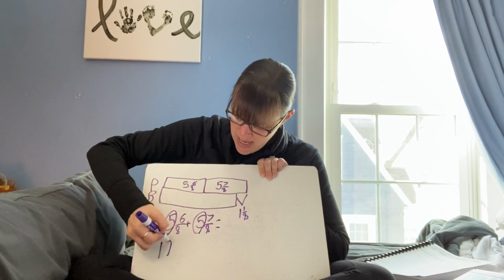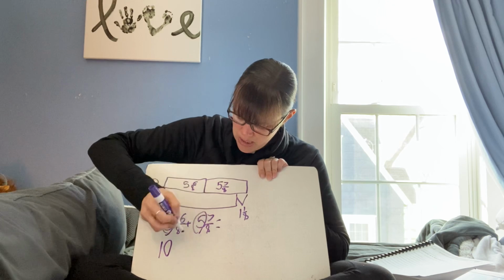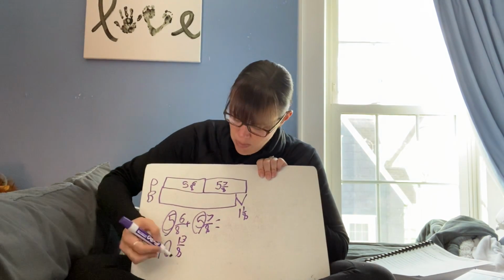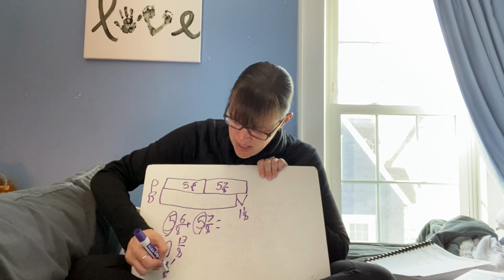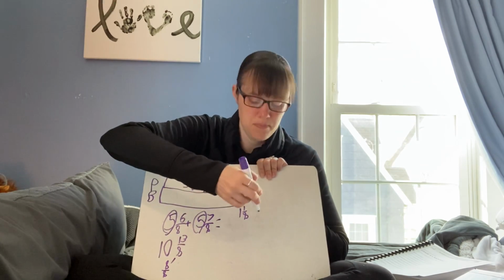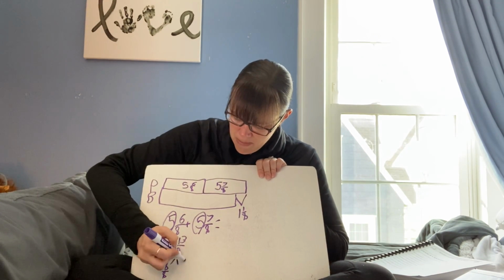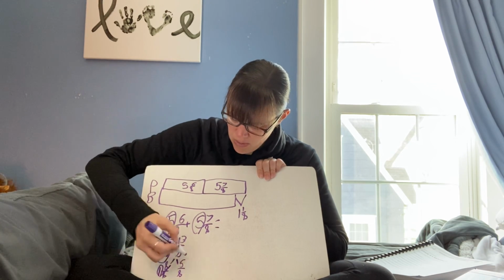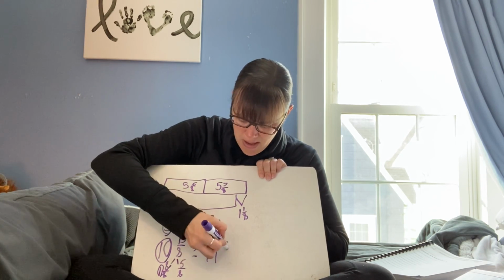5 and 5 is 10, and we add our fractions. 6/8 and 7/8 is 13/8. Now, we cannot leave it like that, can we? You can pull out 8/8, or you could go and divide it. That's fine. And I'm left with 5/8, so that's 1 whole. So I add those together, and I have 11 and 5/8.